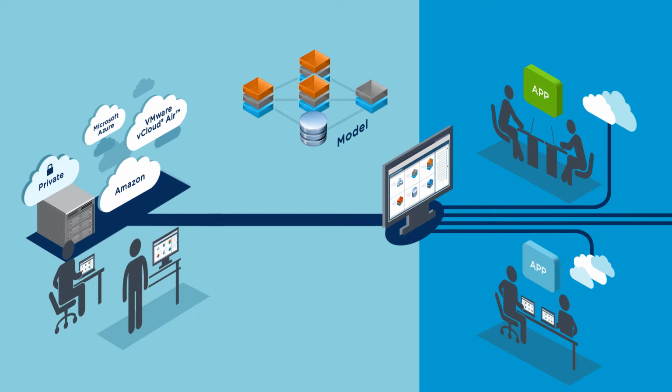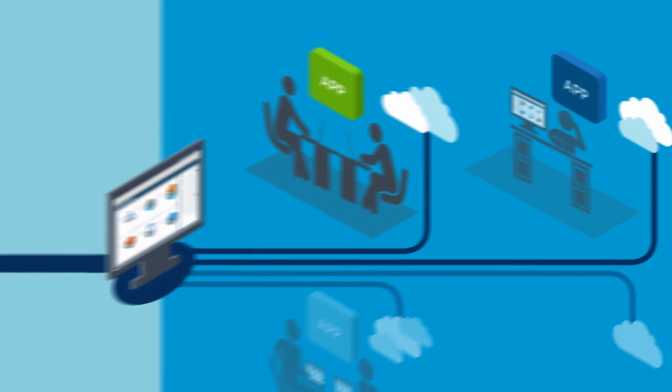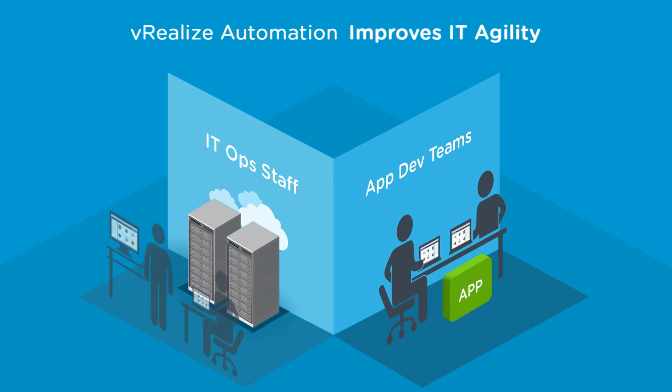Model a service once, whether it's a test or dev environment, then deploy that service anywhere to a private or public cloud. And create fine-grained policies that personalize services at the time of delivery based on the role of the requester. vRealize Automation improves IT agility.